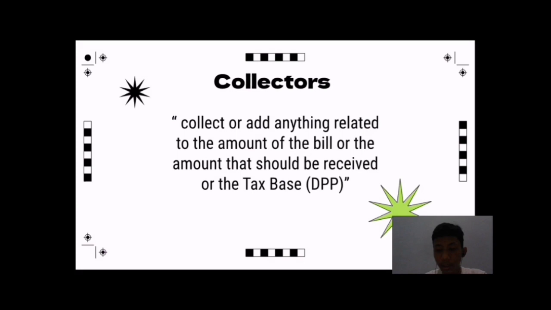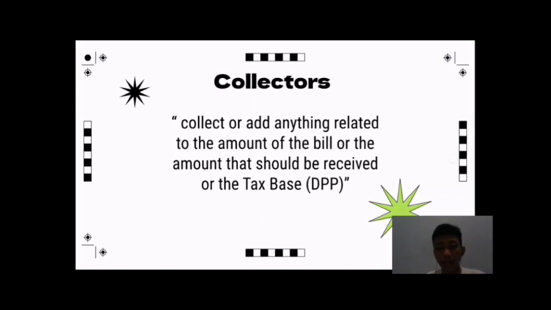Right. The next one is collectors. Collectors can mean to collect or add anything related to the amount of the bill or the amount that should be received, for the tax base, or dasar pengenaan pajak, or DPP. Tax collection is carried out by the recipient of income or the party receiving the payment. However, under certain conditions, it is carried out by the income provider. For example, the collection of Article 22 income tax is carried out by the government treasurer. The types of tax collectors are value-added tax or PPN, sales tax on luxury goods or PPnBM, as well as income tax Article 22.